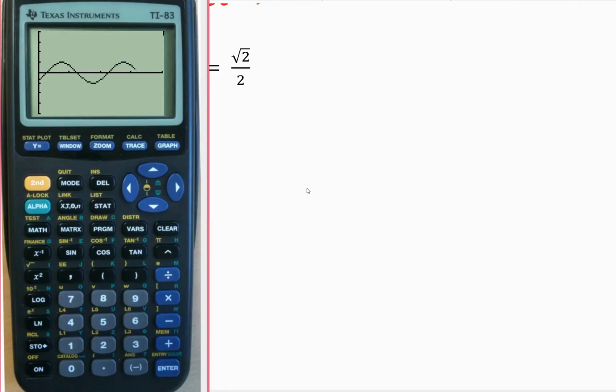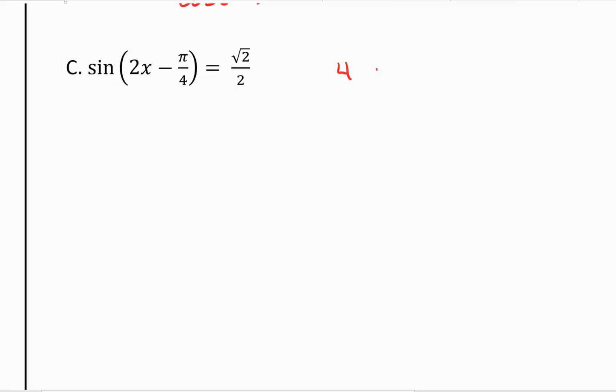So there's our sine of 2x minus pi over 4, and there's our square root of 2 over 2. If we count the number of intersections, we see we're going to get 4 solutions. So we can at least write that down to know how many we're looking for.